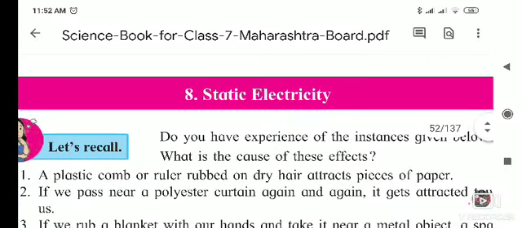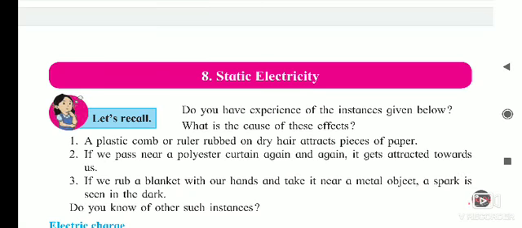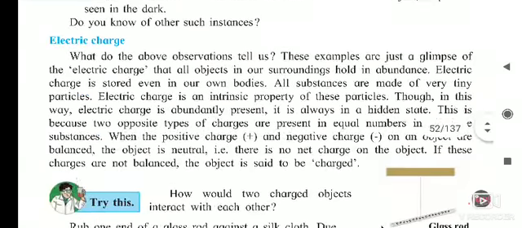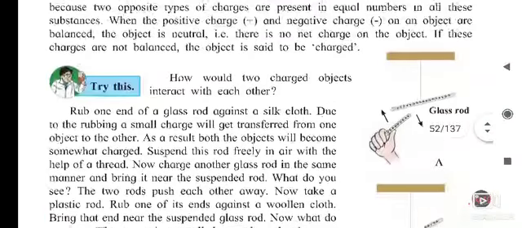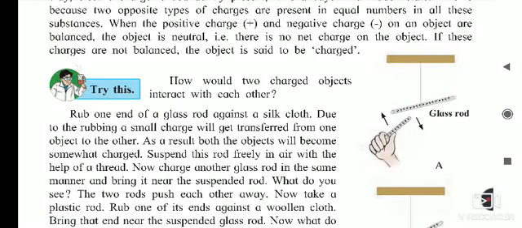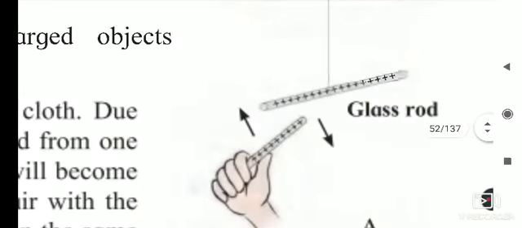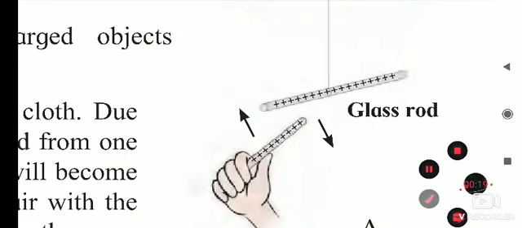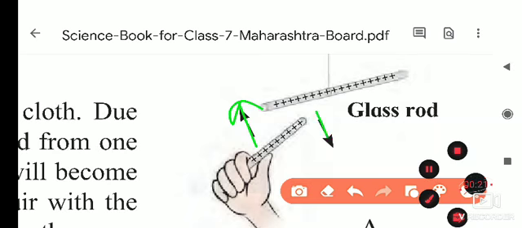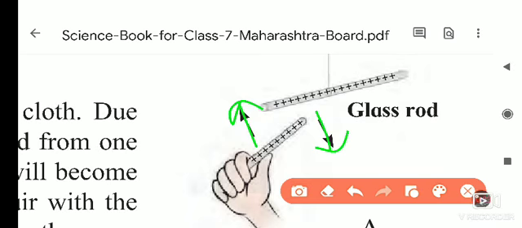Today we will see the next part of the lesson, that is static electricity. Yesterday, in the last lecture, we had seen that activity: when we rub the glass rod on the silk cloth, they repel each other, means they go away from each other.